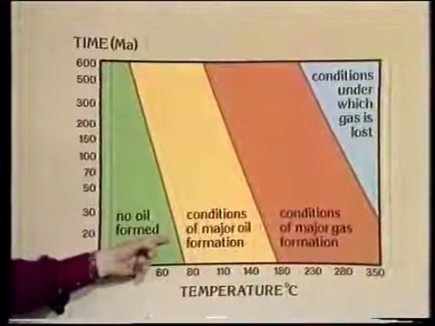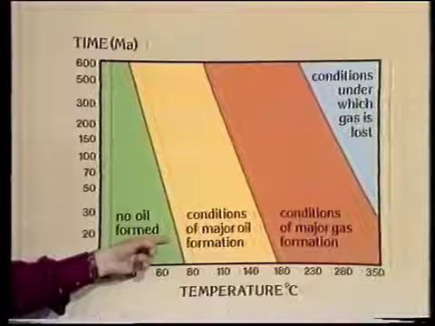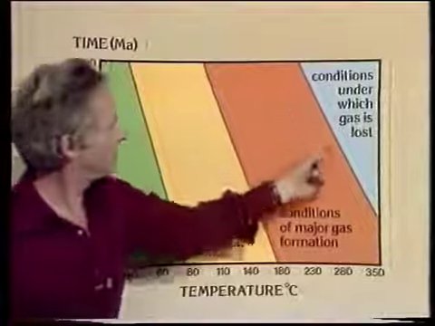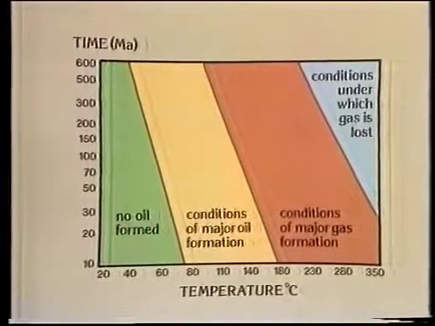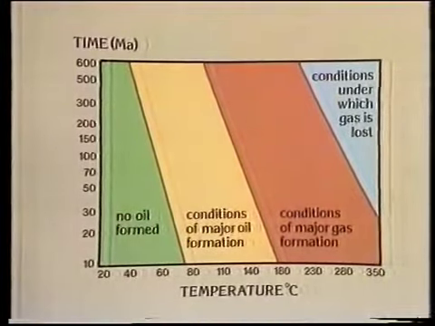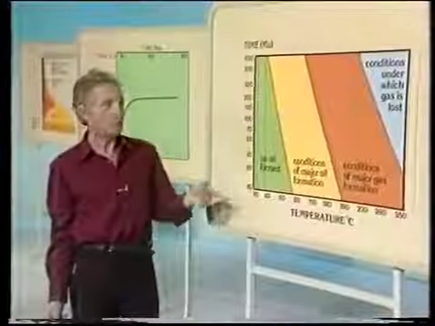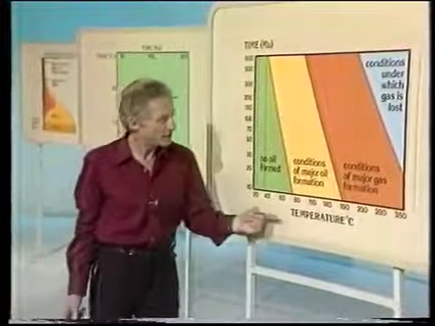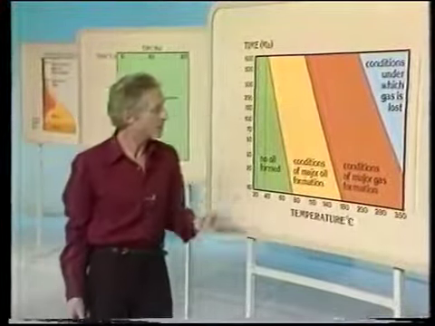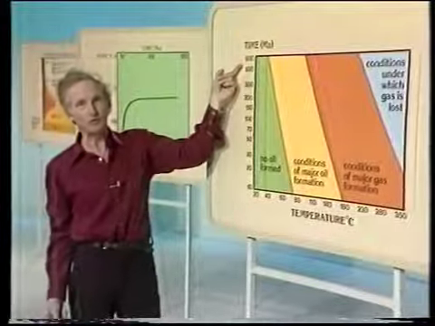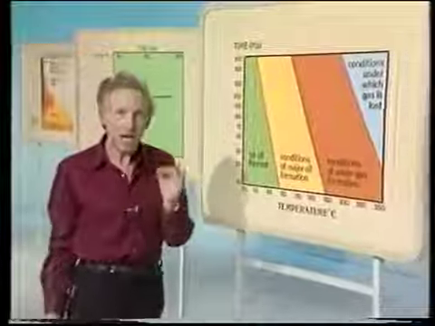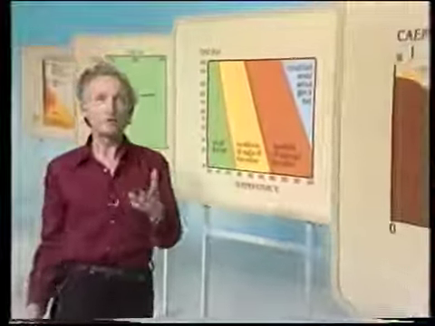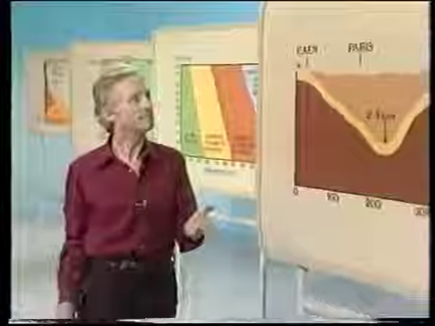This lower boundary is the limit of oil formation. And this one is the threshold above which higher hydrocarbons are broken down to methane and to other gaseous hydrocarbons. Now, both those boundaries depend on temperature mainly, but time is also important. And in practice, it's both temperature and time that decide where oil is going to be found.